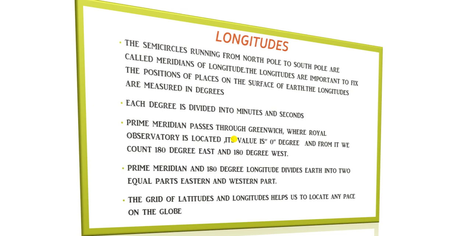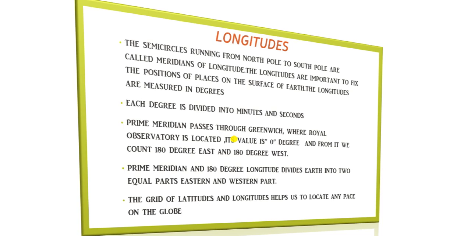If we go for a rough calculation, we'll come to know that the circumference of a circle is 360 degrees. And we know that on the round globe there are only 24 hours. If we divide 360 by 24, we reach the conclusion that each longitude has a value of 4 minutes.